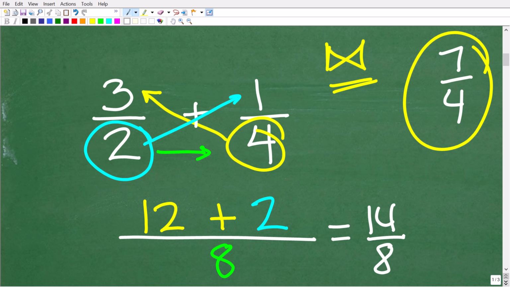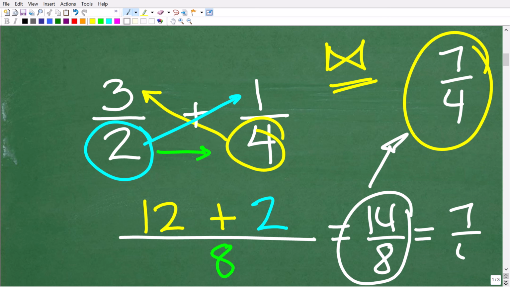Now, a lot of you might be saying, hey, this is not the same answer as this. Well, indeed it is, because we can reduce or simplify this fraction. So 2 goes into 14 7 times, and 2 goes into 8 4 times. So our final answer here is 7 over 4.